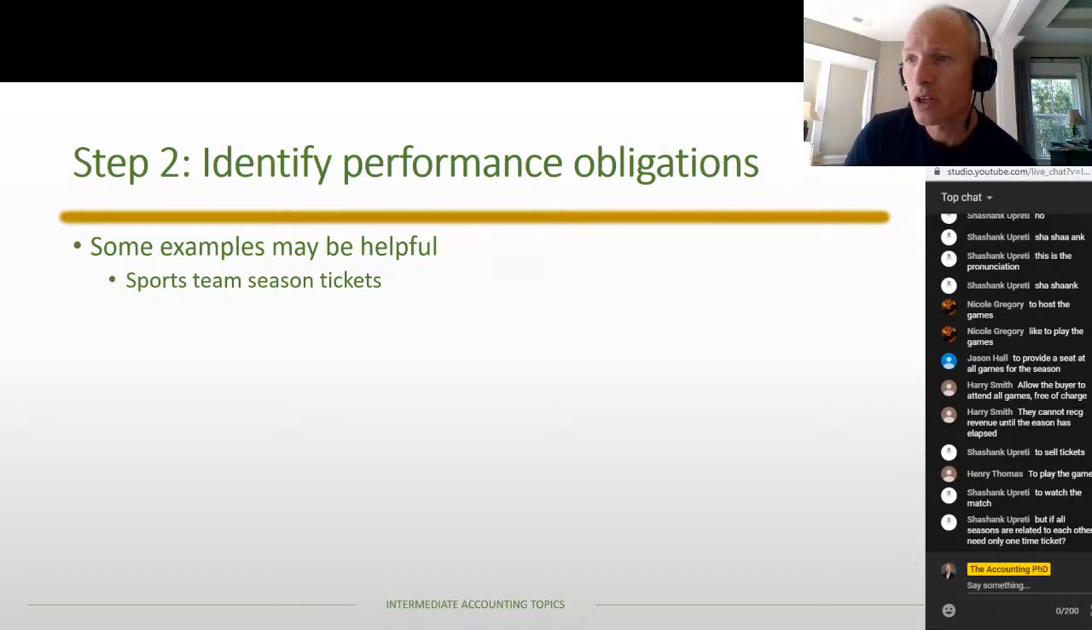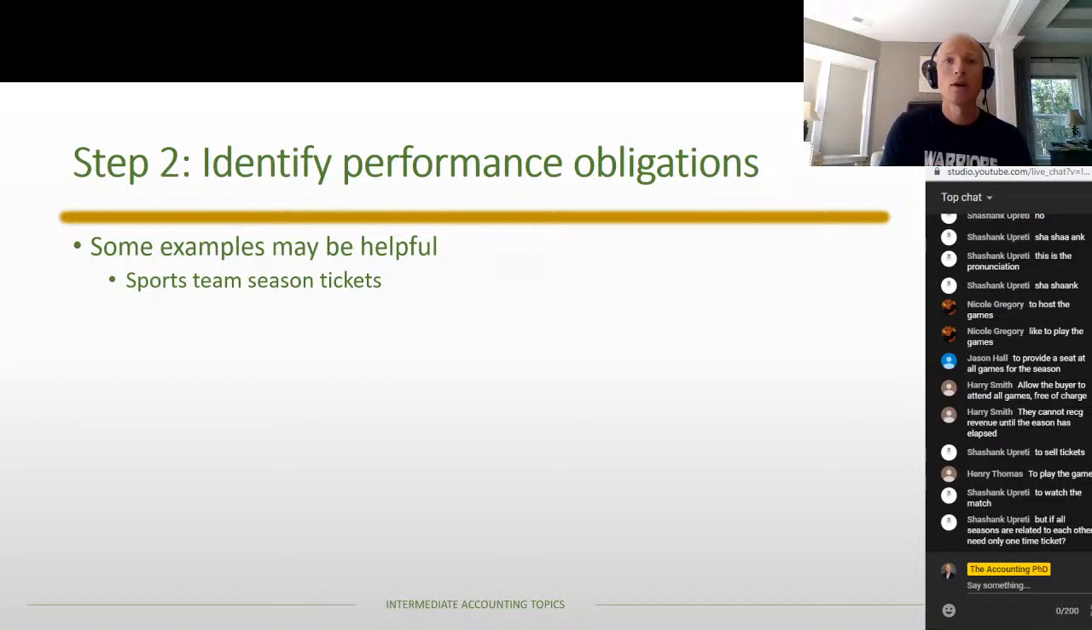So if all seasons are related to each other, you need only one time ticket. Usually the way that these work is you're given 8 tickets. And so basically you turn in your ticket each time you go to the game. And so again, even if it were just one ticket, like let's say a pass, having the pass is not the performance obligation. The performance obligation is playing the game.